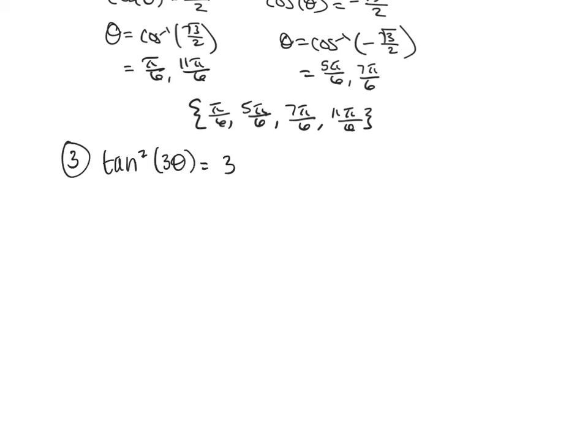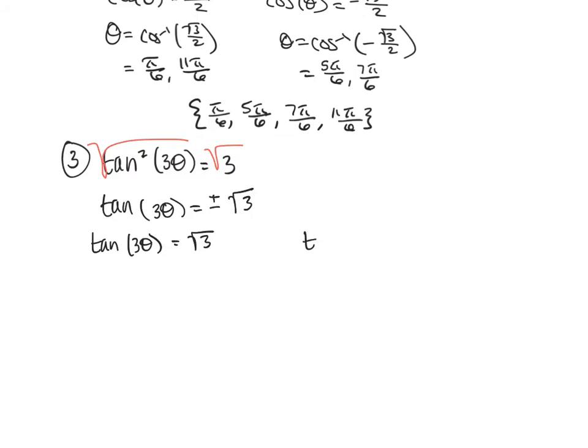The actual solving of this problem is not too terrible. We're going to start by square rooting both sides so that we have tangent of 3 theta is equal to the positive and negative version of the square root of 3. So I'm actually going to write this as 2 separate pieces. Tangent of 3 theta is equal to positive square root of 3. And tangent of 3 theta is equal to negative square root of 3.